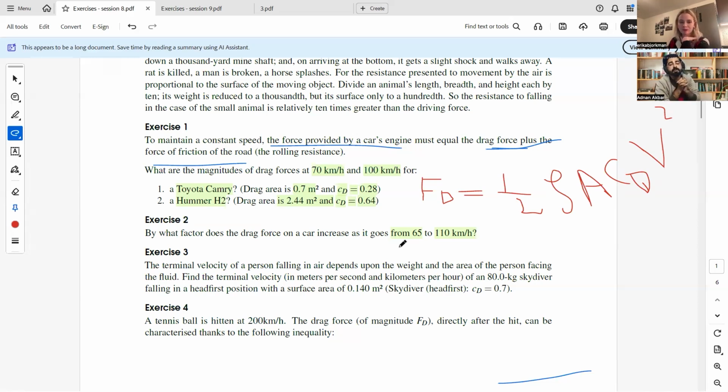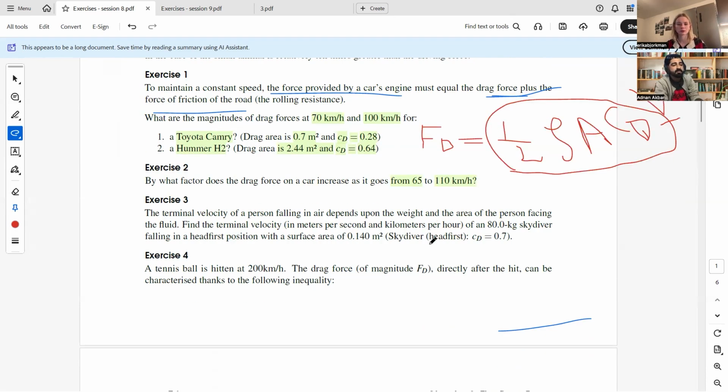As we are talking about the same car, it means same car, same air density, same drag force constant. These are not changing. In the statement, the only thing that varies is the velocity. And from the relation, you can see drag force is directly proportional to the square of velocity, while the other things are constants.